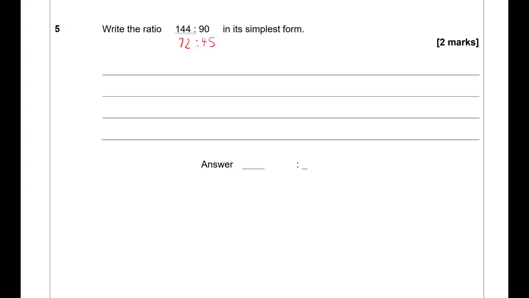Now looking at these two, 72 and 45, they both appear in the 9 times tables, so they can both be divided by 9. So that gives us 8 to 5. And that's the furthest you can go, so this is the simplest form.